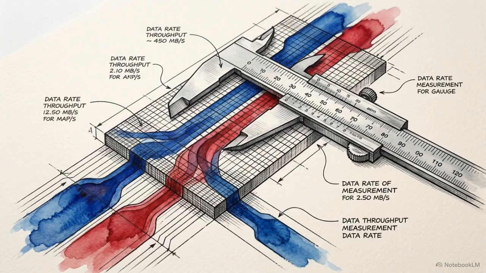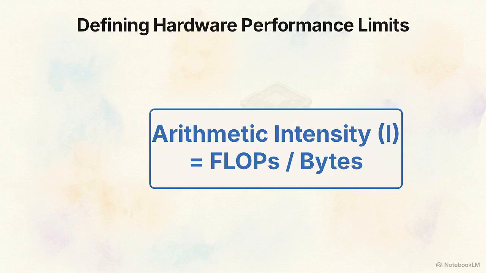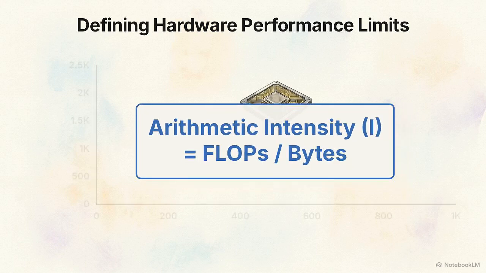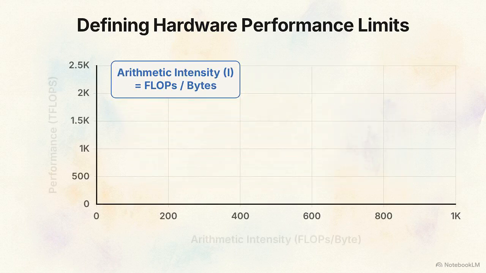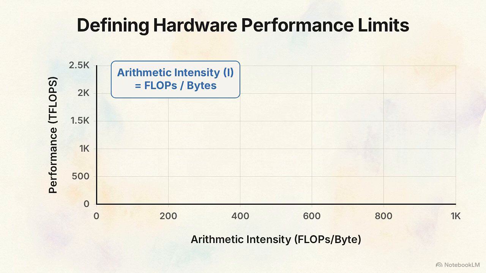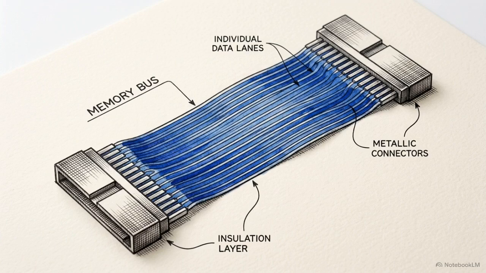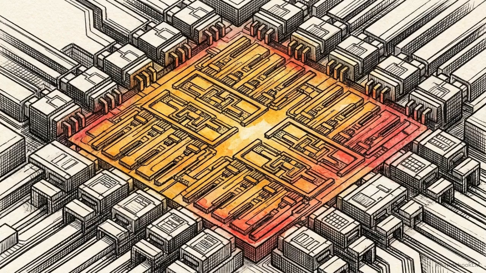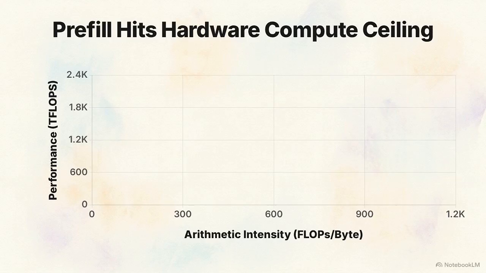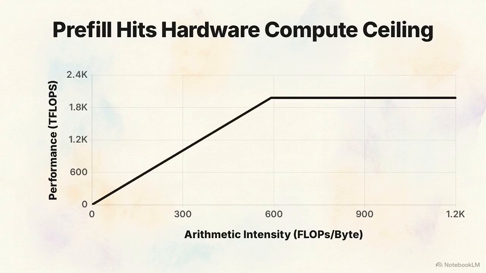To understand why this happens, we have to look at the central metric of hardware efficiency: arithmetic intensity. This is the exact mathematical ratio of floating-point operations executed for every byte of memory accessed. This chart illustrates the roofline performance model for a modern GPU, mapping arithmetic intensity against actual performance in teraflops. The angled slope represents the physical limit of memory bandwidth, while the flat ceiling represents the absolute limit of compute capacity. For a chip like the NVIDIA H100, these lines intersect at a specific ridge point, around 591 operations per byte.